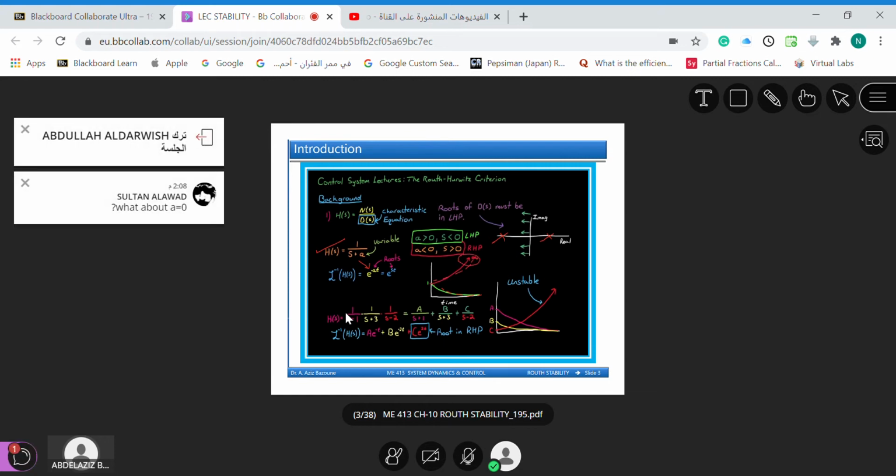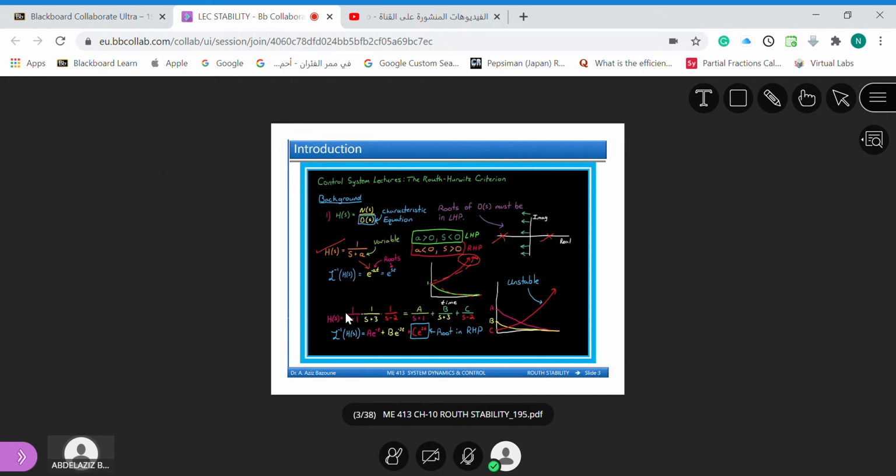We don't care about a equal to 0, because it will be just a step function. We have seen this one. a equal to 0 is not a case of study because it's a step function, it's constant.